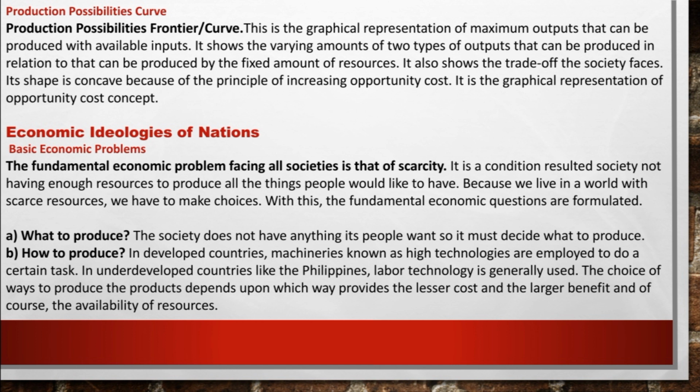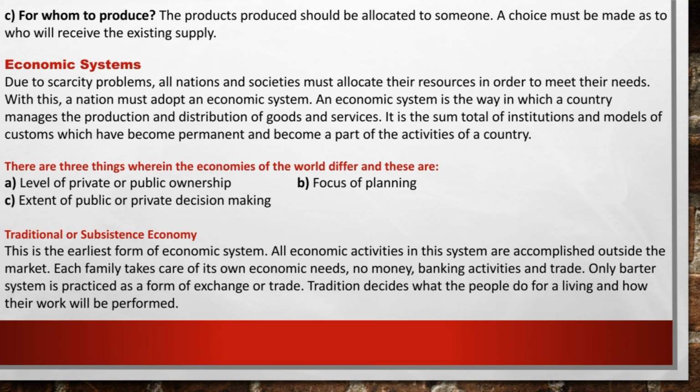We have B. How to produce. In developed countries, machineries known as high technologies are employed to do a certain task. In underdeveloped countries like the Philippines, labor technology is generally used. The choice of ways to produce the products depends upon which way provides the lesser cost and the larger benefit, and of course, the available resources. And we have lastly letter C, for whom to produce. The products produced should be allocated to someone. A choice must be made as to who will receive the existing supply.